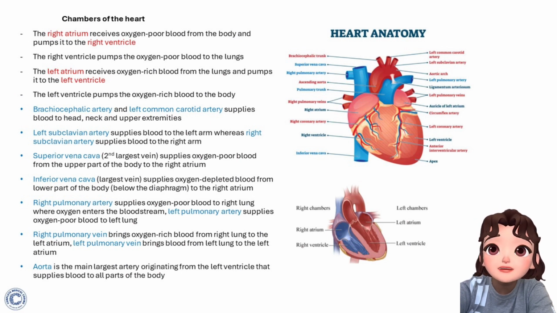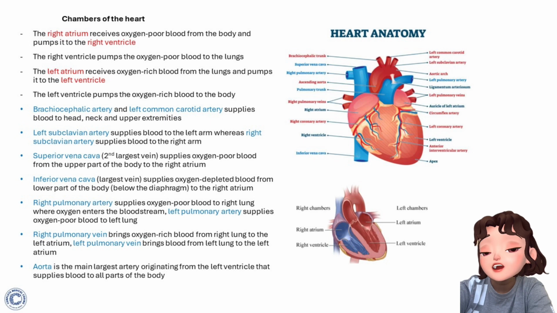So superior vena cava supplies deoxygenated blood from the upper part of the body to the right atrium, whereas inferior vena cava supplies oxygen depleted, deoxygenated blood from the lower parts of the body, below the diaphragm. That's the lower part of the body, the organs below the diaphragm, to the right atrium.